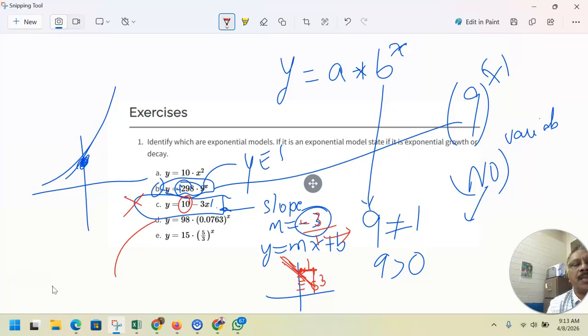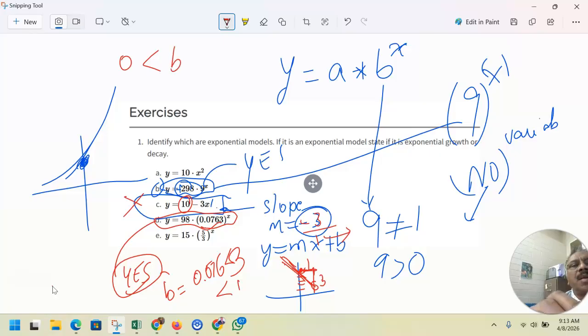What about the next one? Yes, you can see this piece is an exponential model. I don't want to take too much time, you already understand. The main thing is that b is a fraction, in decimal 0.something, which is less than 1. Whenever b is between 0 and 1, then we call this exponential decay.